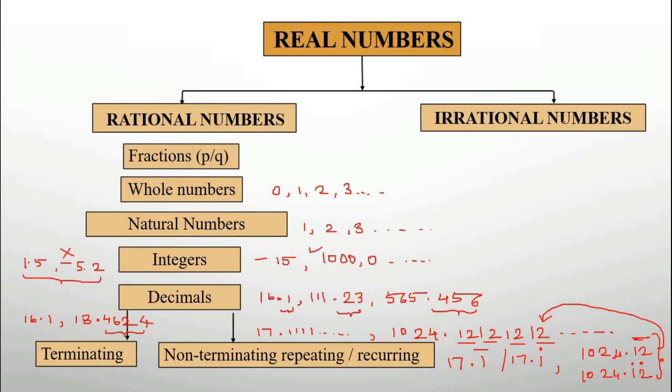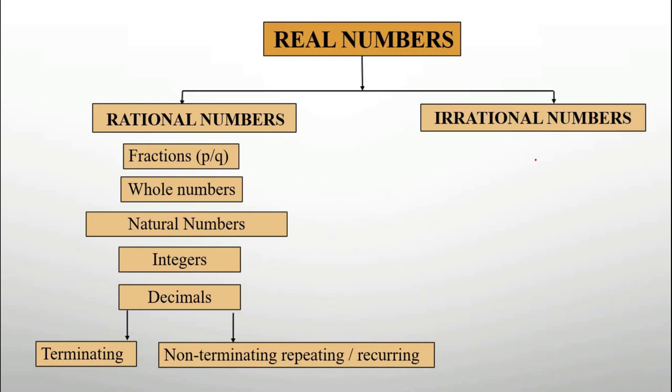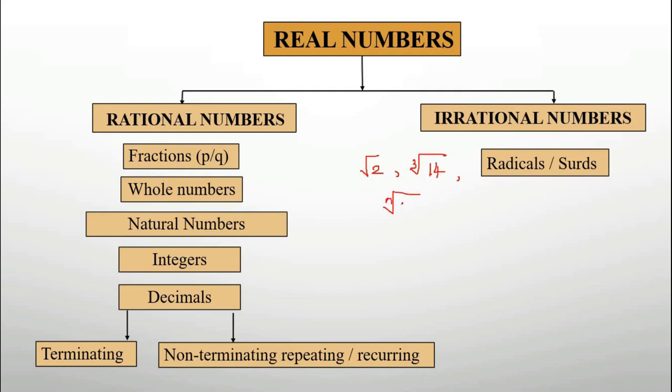Now let us look at what are the irrational numbers. Now under the irrational numbers, the first category is the radicals or surds. Now these are of the form square roots, or they can be cube roots, or they can be fourth roots, or it can be nth root. For example, if I write something as square root of 2, then this comes under the irrational numbers. If, for example, I write cube root of 14, then this comes under irrational numbers. So we can in general write it as nth root of any number m falls under irrational numbers.